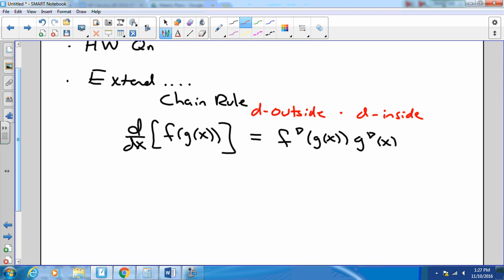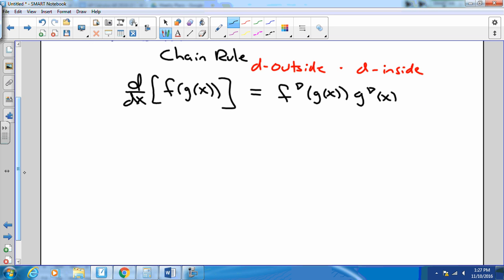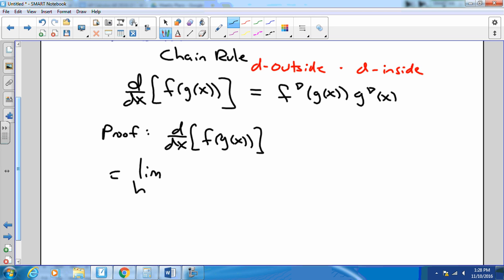Now, we had a proof of this. That proof, I think I want to go over a second time, just because it is helpful to us in terms of understanding the nature of the chain rule. And our proof begins with the left-hand side. We're going to get it to look like the right-hand side. And we start with our limit definition.